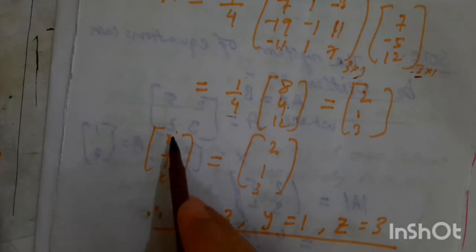Now what was our capital X matrix? It is X Y Z, and this is 2 1 3. Comparing these two, we'll equate the corresponding elements. First element X equal to 2, Y equal to 1, Z equal to 3. That is the required solution.